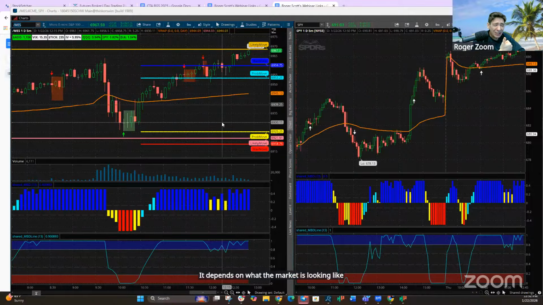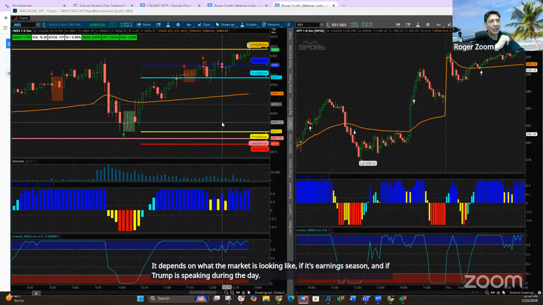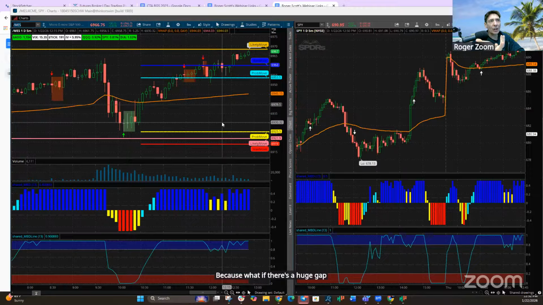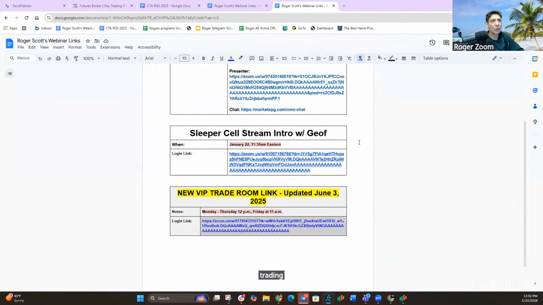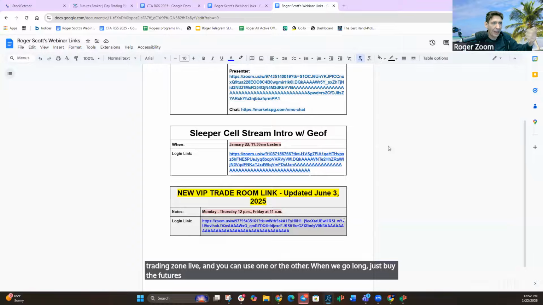If it's earnings season and if Trump is speaking during the day, I would be very cautious with the E-minis because what if there's a huge gap? Whereas with the options, you have a limited risk. So again, it just depends on what you want. But we use them both with Alpha Zone Pro and in Trading Zone Live, and you can use one or the other. When we go long, just buy the futures, or go long and buy the at-the-money option.